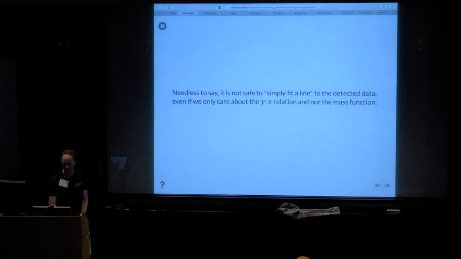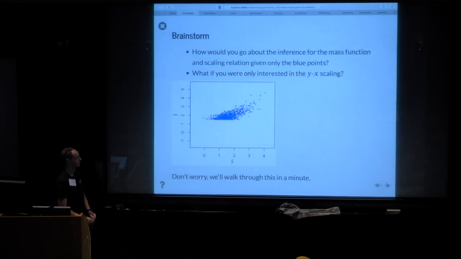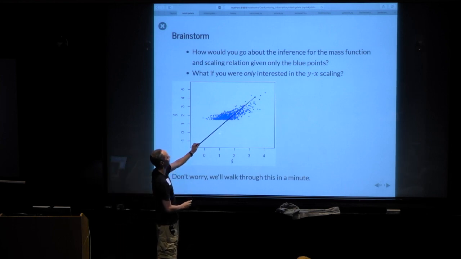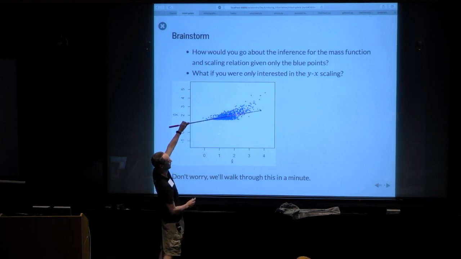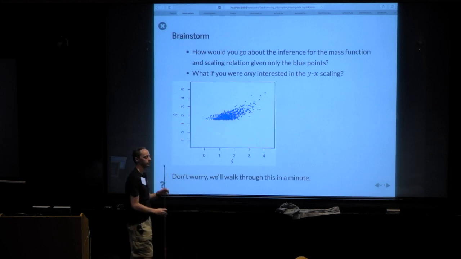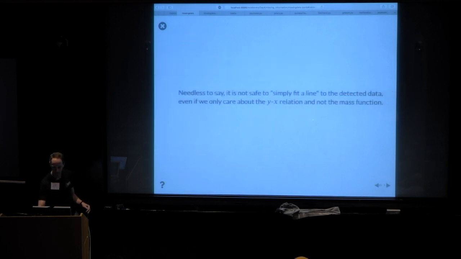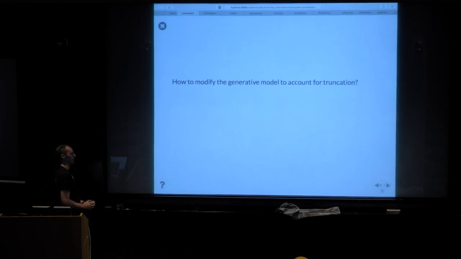Needless to say, simply fitting a line, like minimizing chi-square, doesn't work. And I think visually you can probably imagine why, because you saw the previous plot where the actual underlying scaling relation was this, and if we fit these points, we're definitely going to get something like that. And likewise, just using the likelihood function that we saw up here before, which is pretty close to just fitting a line, is not going to work. Okay, so how do we do it?